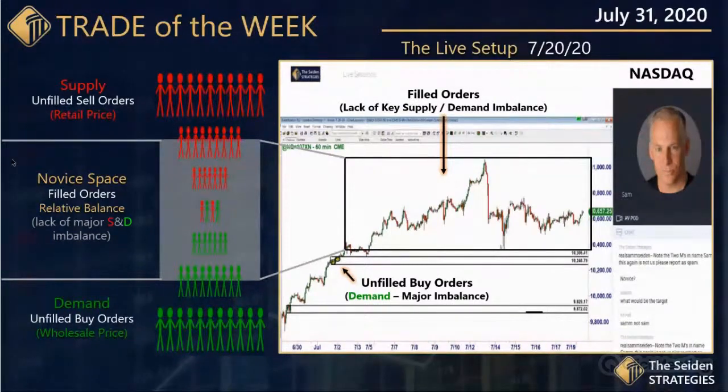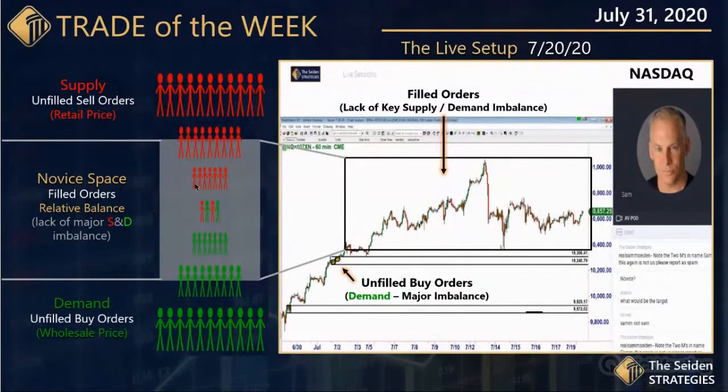In the middle, we have what we call the novice space. Why do we call it the novice space? Because professionals don't put on positions, or big positions, in the novice space. Only novice traders do. And we call this area relative balance. Why? Because a lot of people will call this equilibrium. Well, it's never equilibrium. It's never equal. Even if price stays in a level for a period of time, it's always an unbalanced equation that takes time to play out.